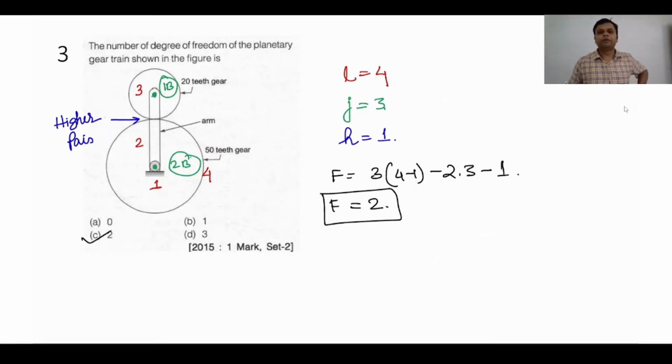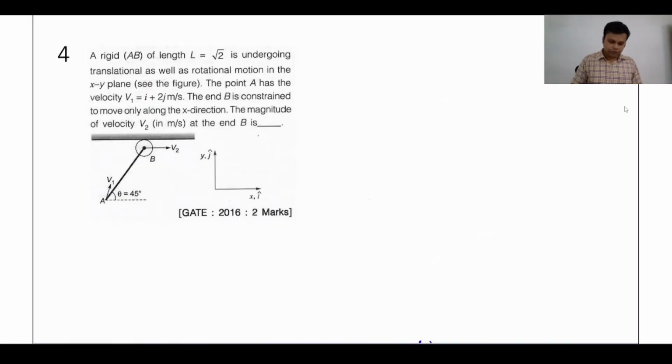What is the meaning of degree of freedom having value 2? It means 2 inputs are required to get a desired output from this mechanism. We will see the planetary gear trains when we do our gear trains. Very frequently, questions from planetary gear trains are asked. We'll see at that time how 2 inputs are required in this planetary gear train to get a desired output. Okay, let us move on to the next question.